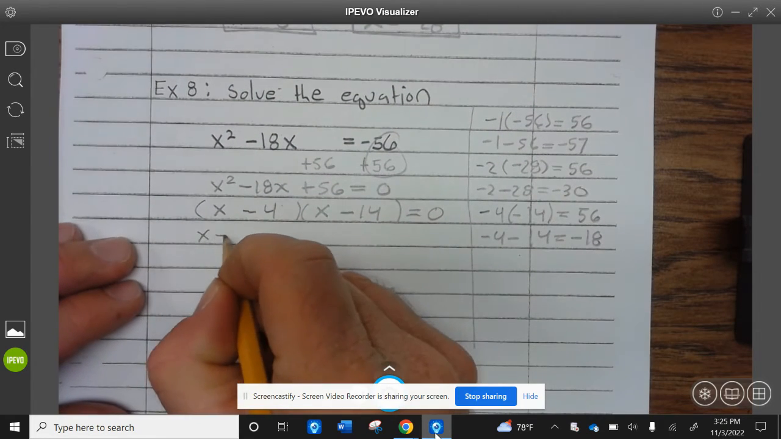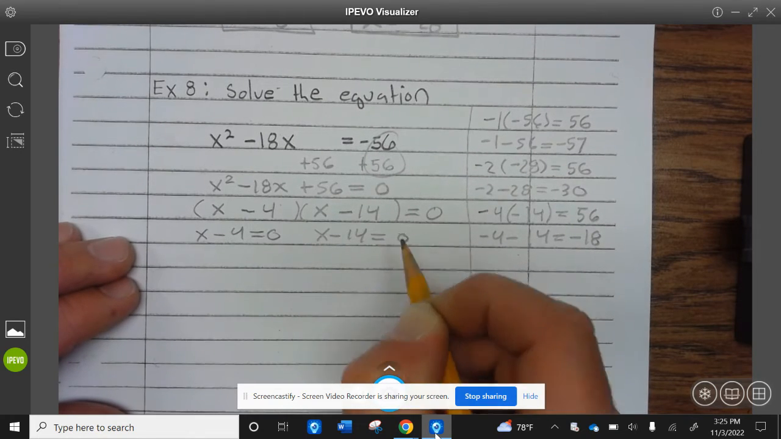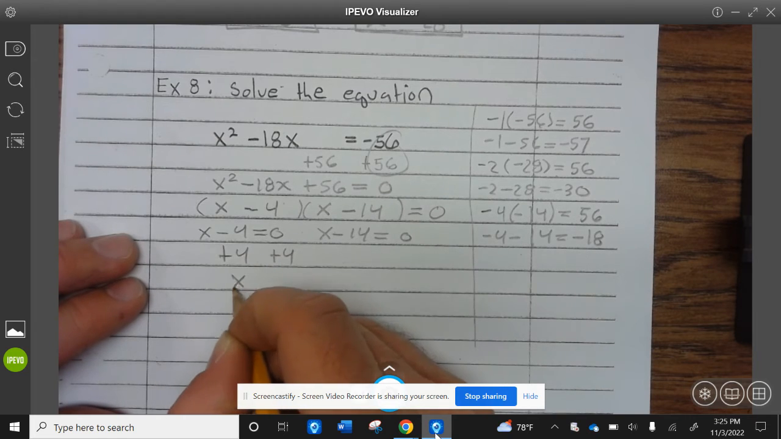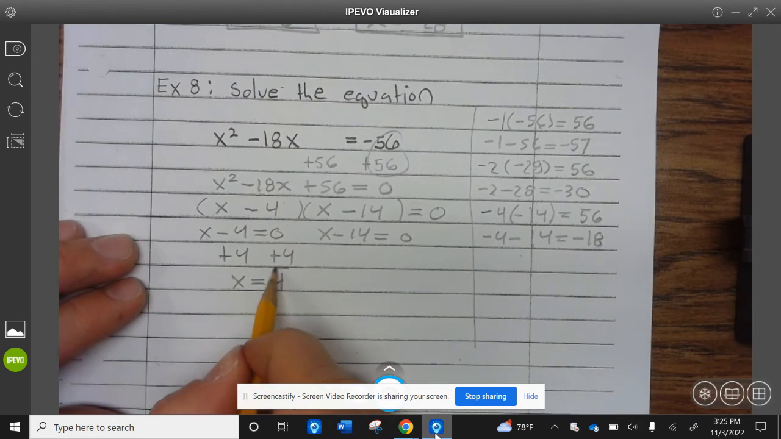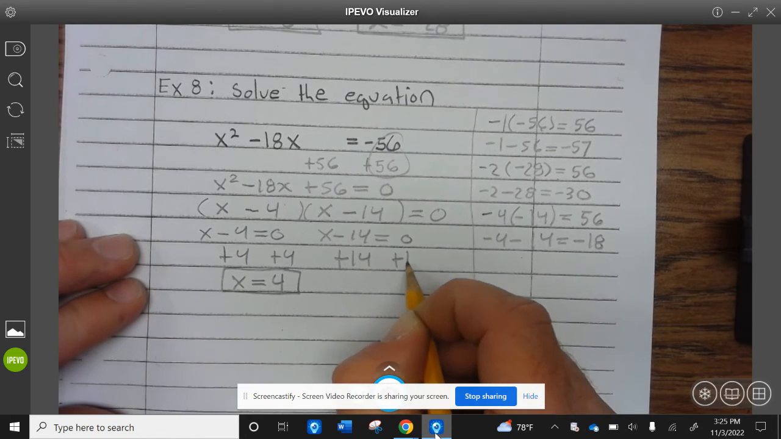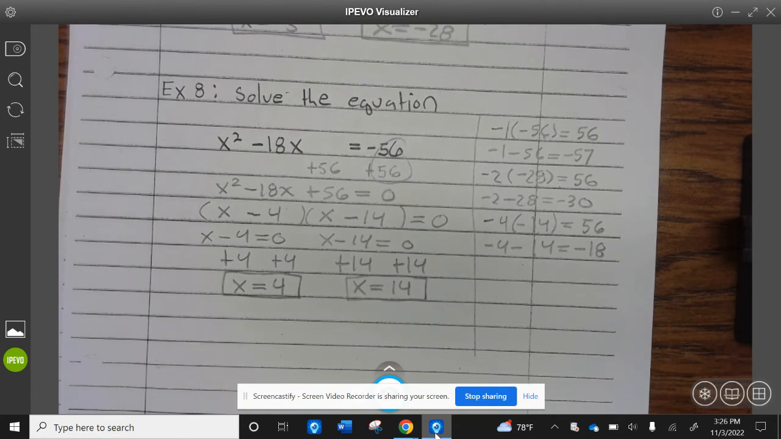So x minus 4 equal to 0, x minus 14 equal to 0. Add 4 to both sides. X equals 4. Add 14 to both sides. X equals 14. All right, go and finish up example 8.